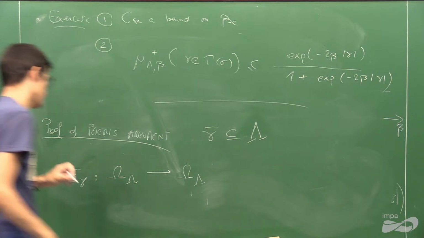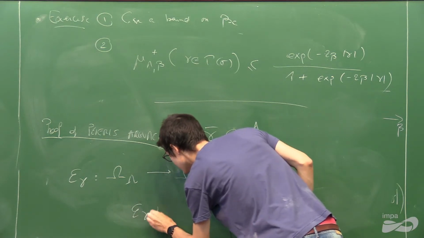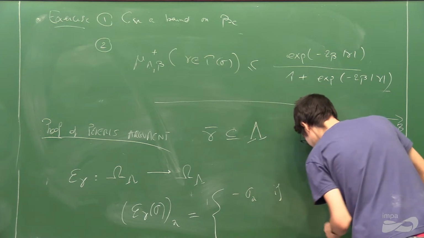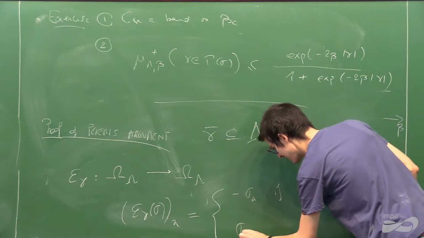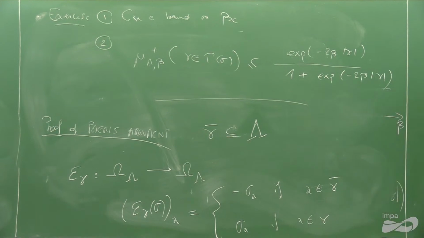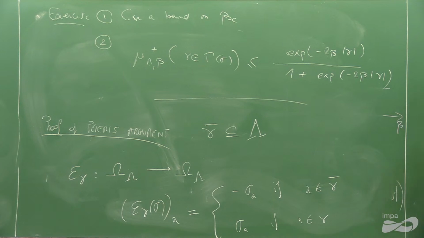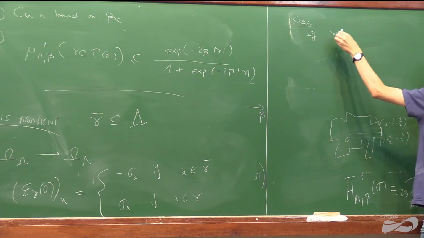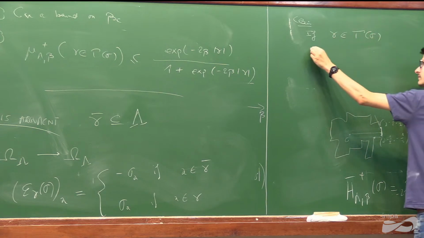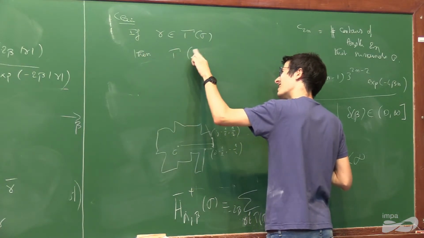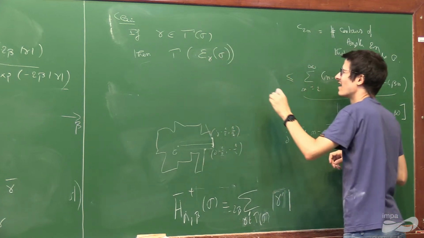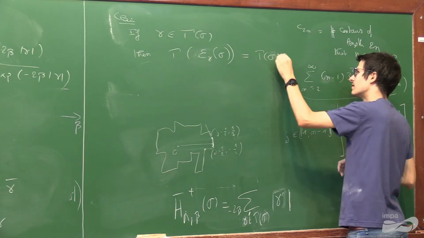Okay, so a good definition for this is to say that the spin at x is equal to minus sigma x if x belongs to the interior of gamma, and it's equal to sigma x if x belongs to gamma. And my claim is that if gamma belongs to gamma of sigma, then gamma of the transformed sigma is equal to gamma of sigma minus gamma.